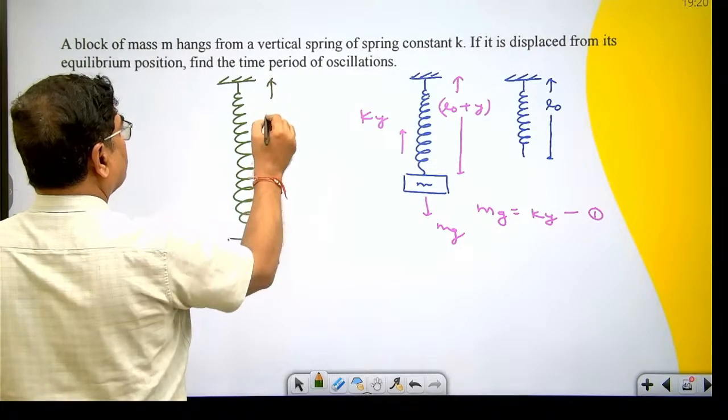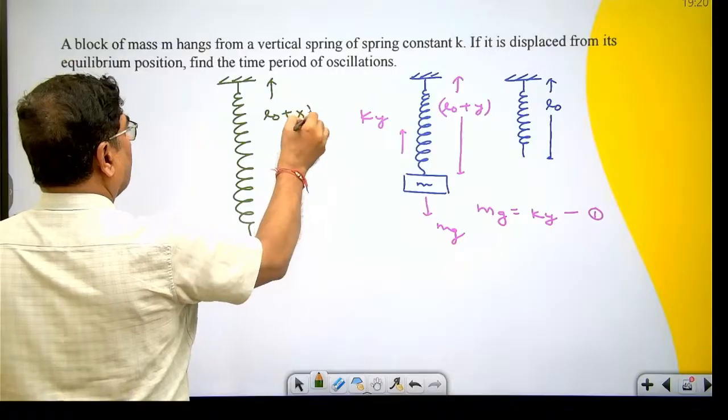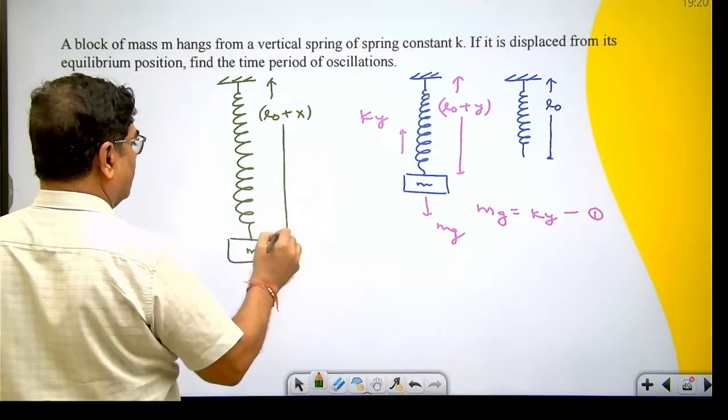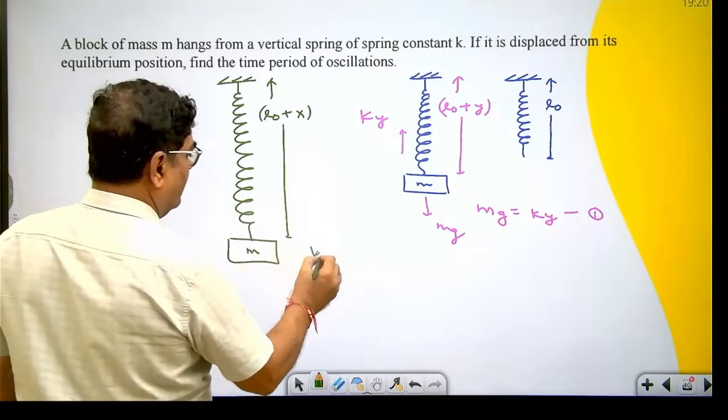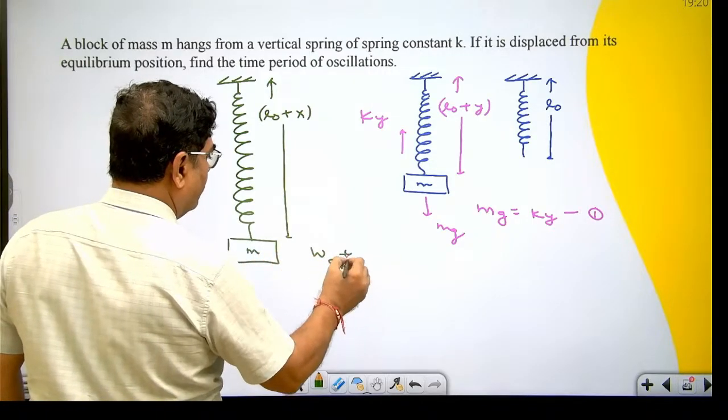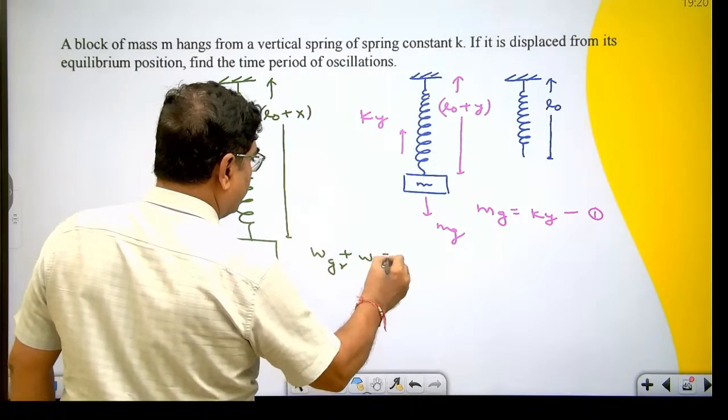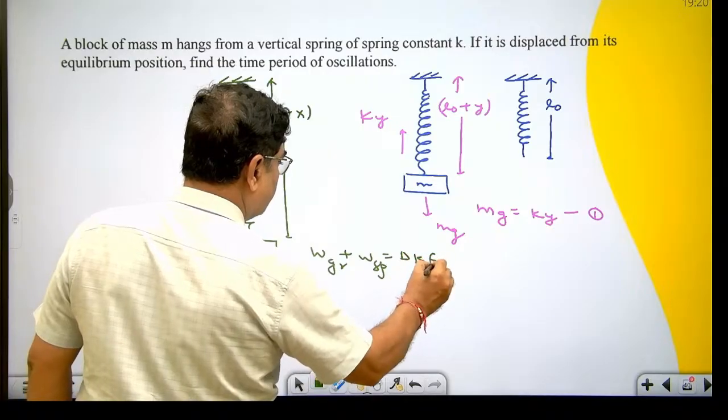Let us assume the elongation in the spring is x when the particle reaches the extreme position. Now we are applying the work energy theorem. Work done by gravity plus work done by spring equals the change in kinetic energy.